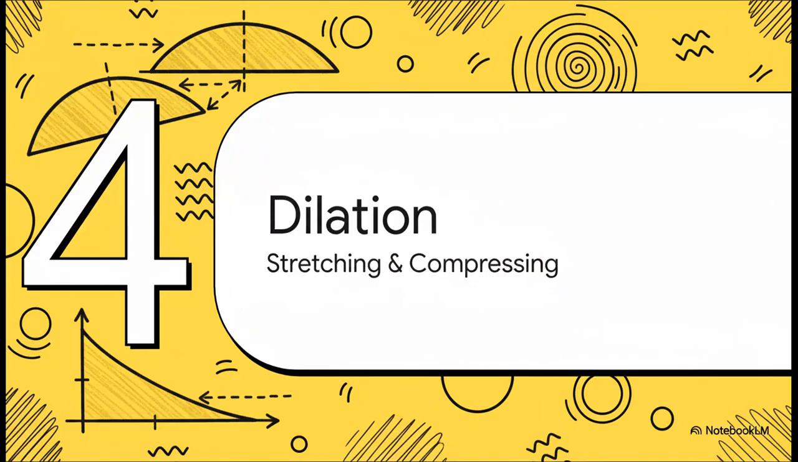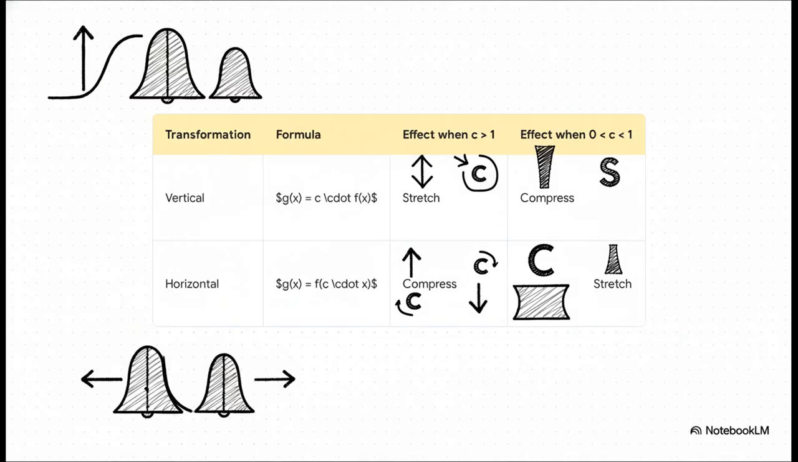Let's move on to our final tool, dilation. This is how we stretch or squish our graph, making it wider or narrower. This table lays it all out pretty nicely. If you multiply on the outside, you cause a vertical stretch or compression. If you multiply on the inside, it affects it horizontally. And just like with the horizontal shifts, the inside stuff is counterintuitive. Multiplying by a big number like 3 doesn't stretch it out. It actually compresses it, squishing it in from the sides.